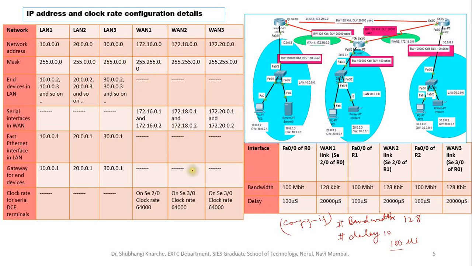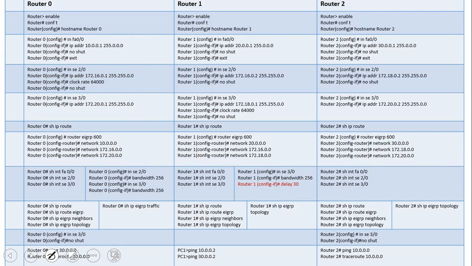Now here you can note down these IP address configuration details, but it is not necessary that you use the same IP address configuration. You can use some other IP address configuration also. Now let me explain the commands on the EIGRP routers. The initial command is just for assigning the host name to the routers, router 0, router 1 and router 2.